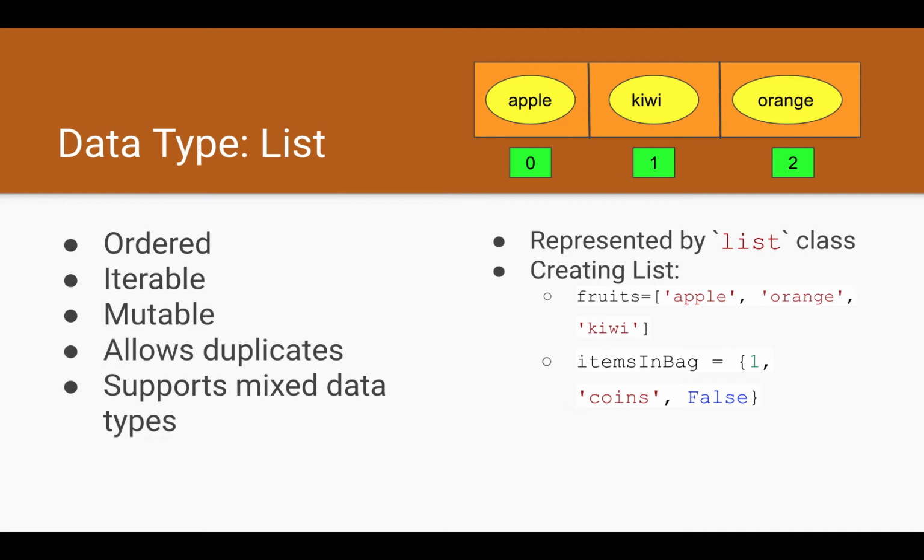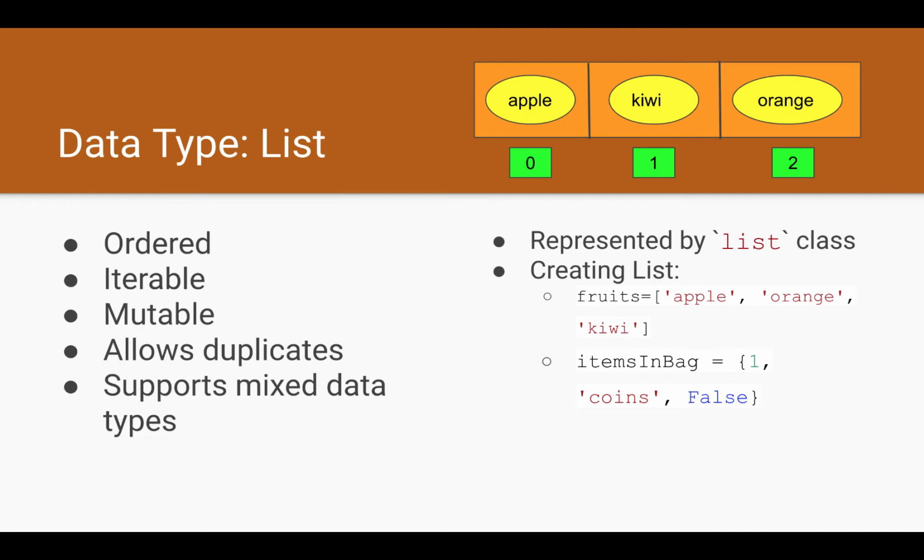A list is, first of all, ordered. One element comes after another, and then after another. As you can see, it's indexed by an integer starting with 0, 1, 2, and so on. Iterable means you can iterate over it, you can access each element one by one. And mutable means it can be changed.